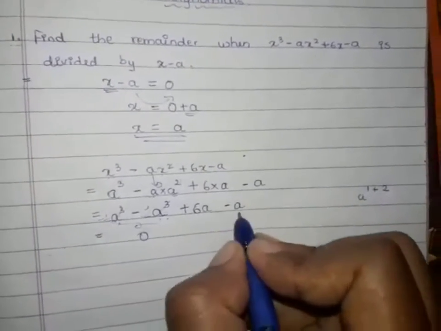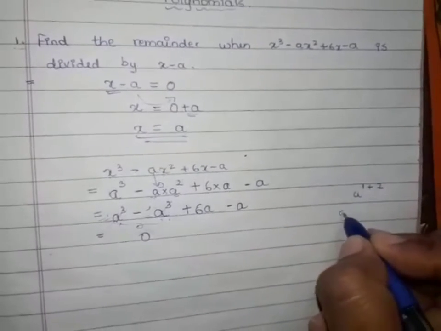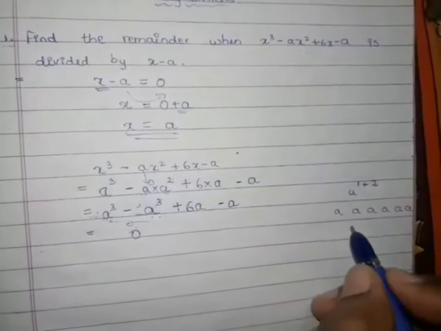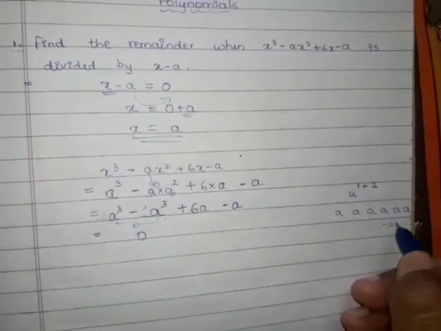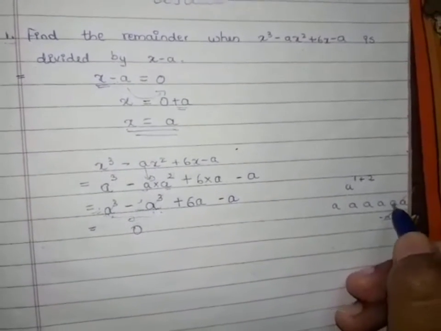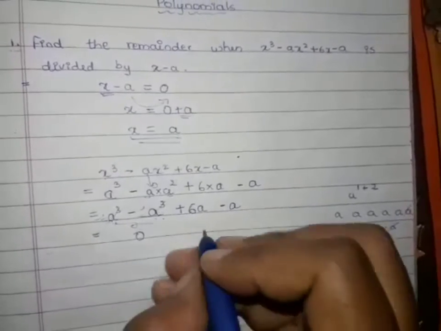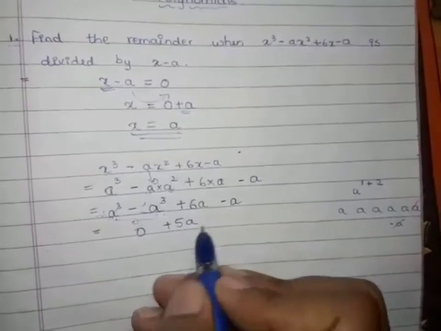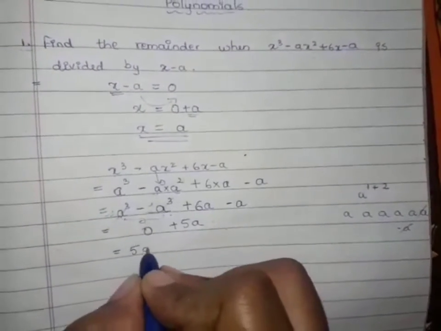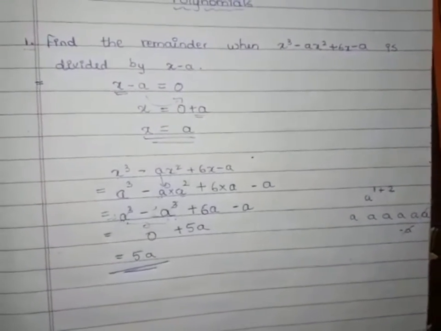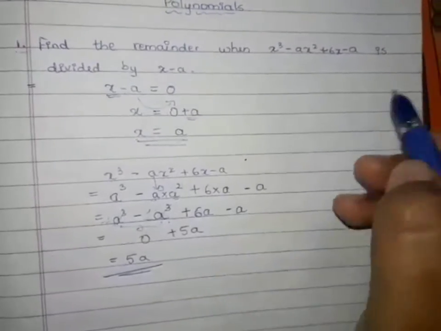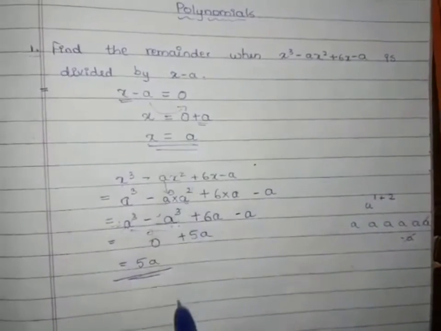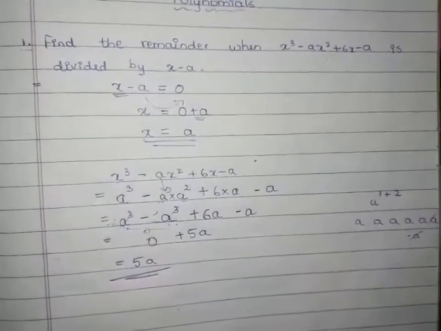Okay, so here what do you have? You have 6 a's. From these 6 a's you are subtracting 1 a. So what will remain? 1, 2, 3, 4, 5. So 5 a's are remaining. So let me write 5. 0 plus 5a is 5a. So this will be the remainder. This is the remainder we get when we divide these two terms. Okay, so we got this using remainder theorem.